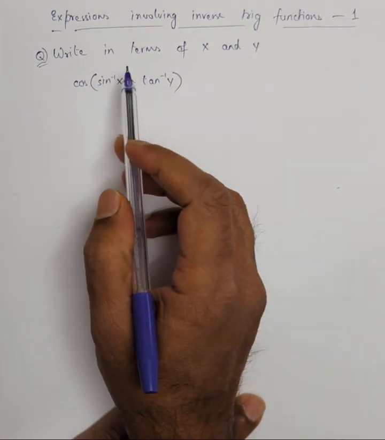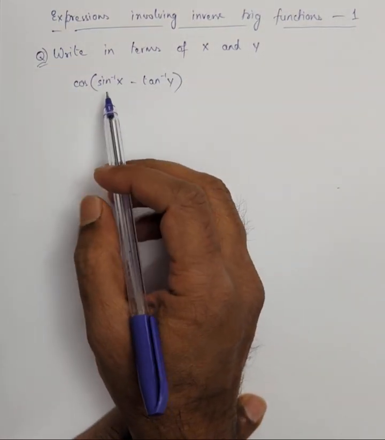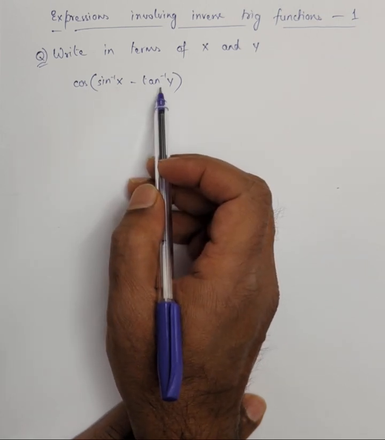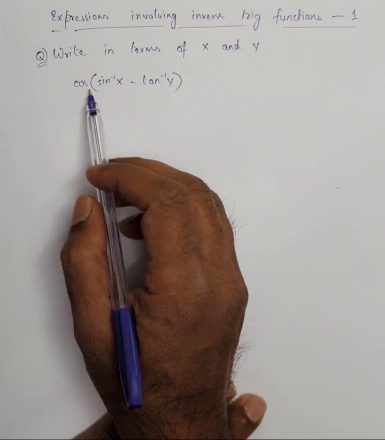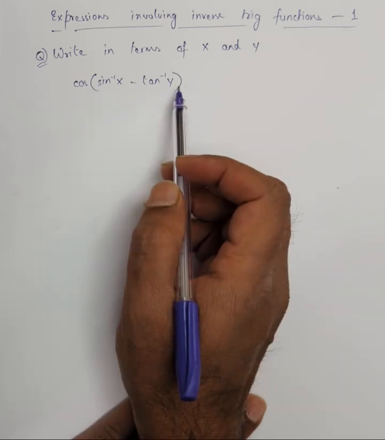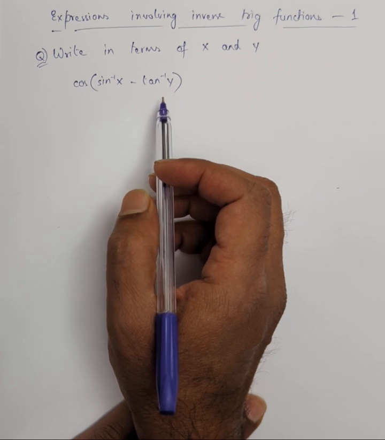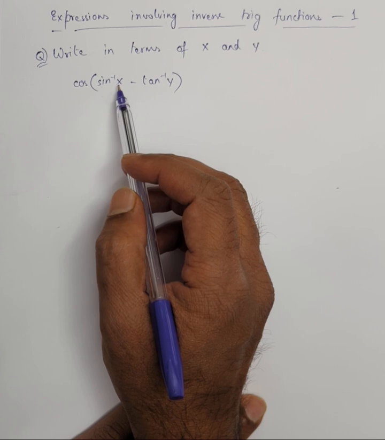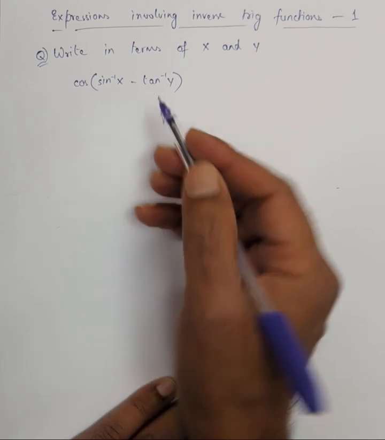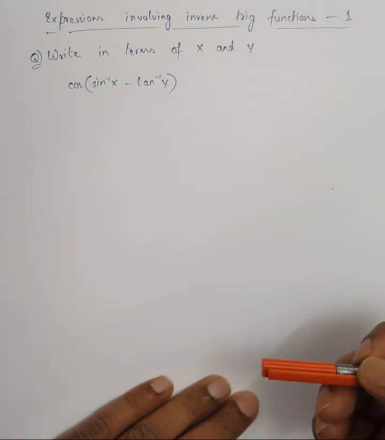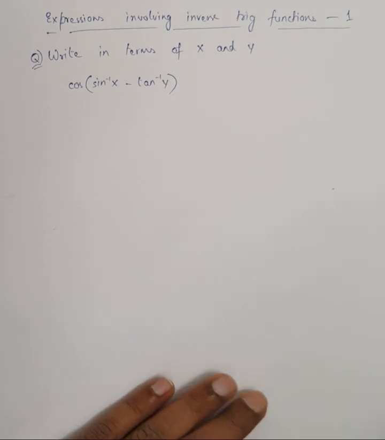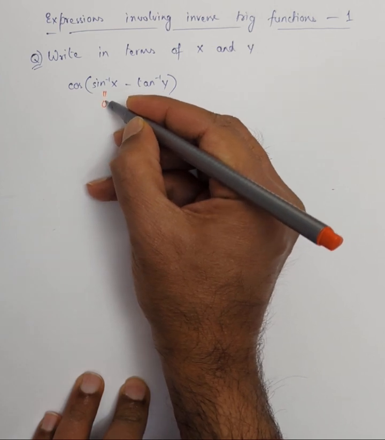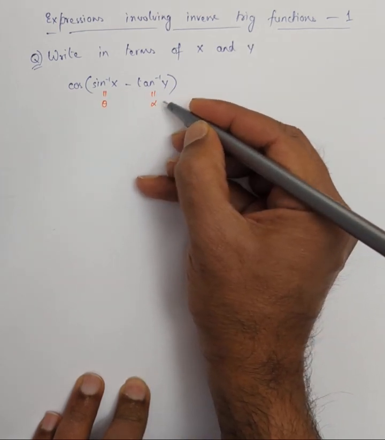This problem is asking us to write in terms of x and y: cosine of sine inverse x minus tan inverse y. Now notice cosine takes an angle as an input. So all of this is an angle, and sine inverse x will be an angle. So sine inverse x might be some angle theta. So say this is equal to some theta and this is equal to some alpha.